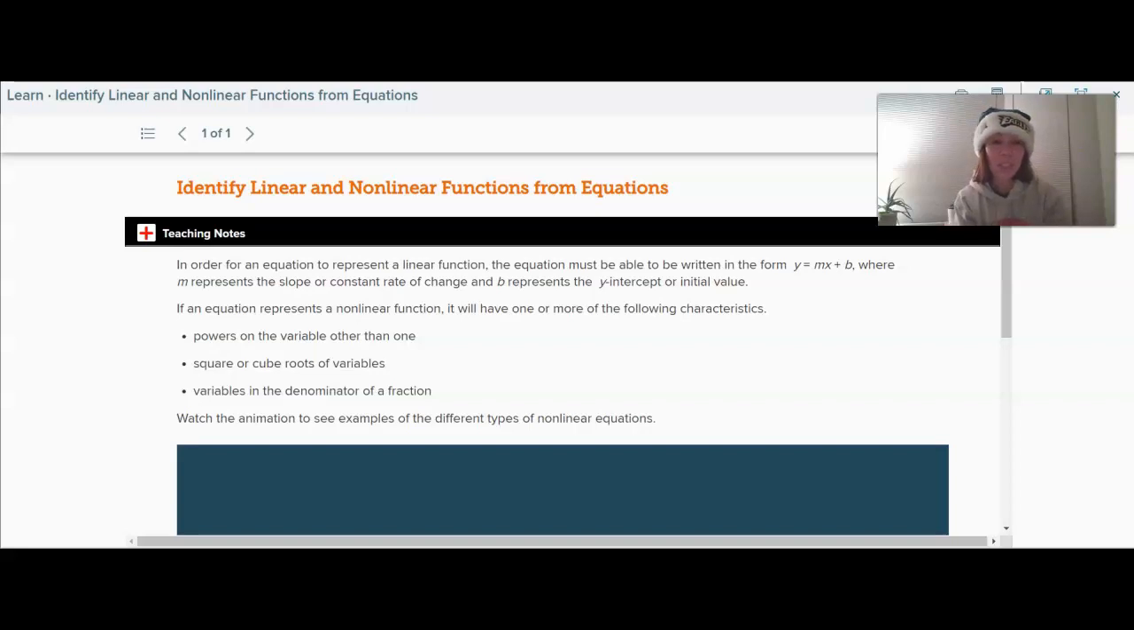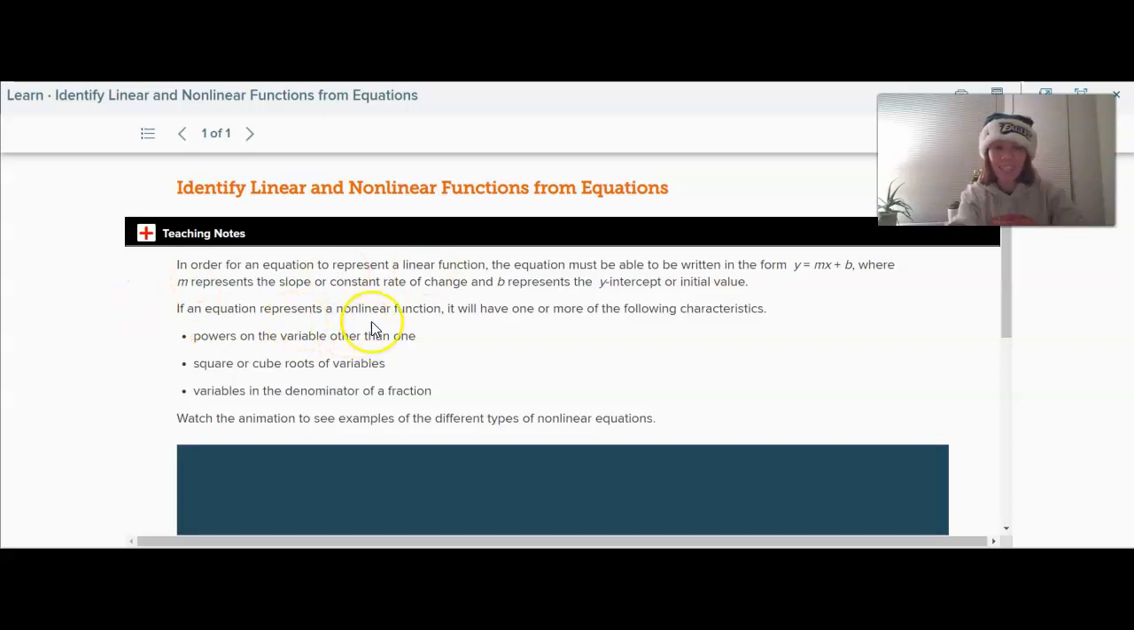In the first part of this section, you looked at identifying linear versus nonlinear functions from graphs and then from tables, and now we're going to look at equations, how we can tell just by looking at an equation if it's linear or nonlinear. First of all, if it's going to be linear, it has to be able to be written in this form, y equals mx plus b, where m is the slope and b is the y-intercept.